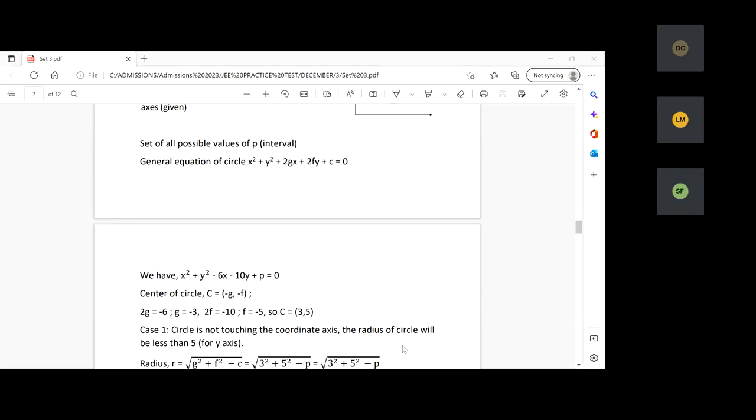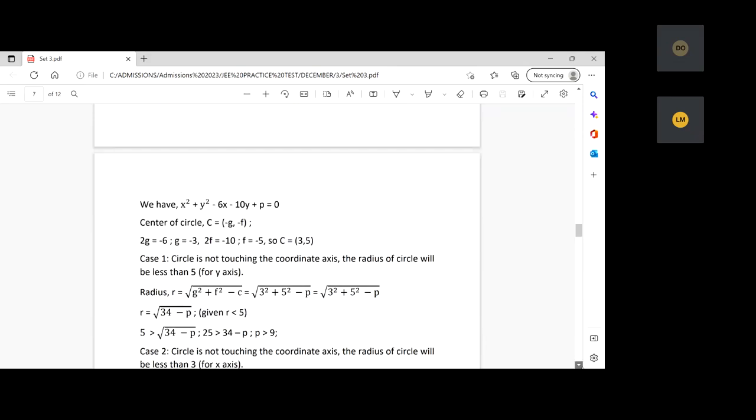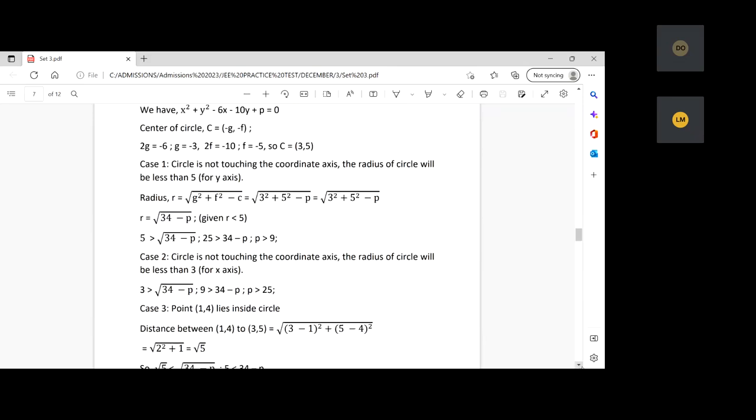So I found the first part. I found the center of the circle. That's the first basic one. Once I have the center of the circle, what I know is this: this is a point which lies somewhere, this is the center of the circle, and it's not touching any of the axes. I want to find the value of p, the interval, the range of values of p. I need to solve this question by considering different cases.